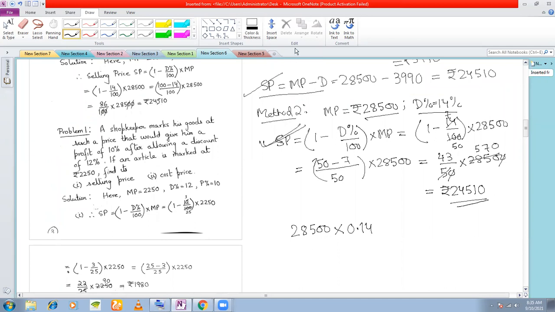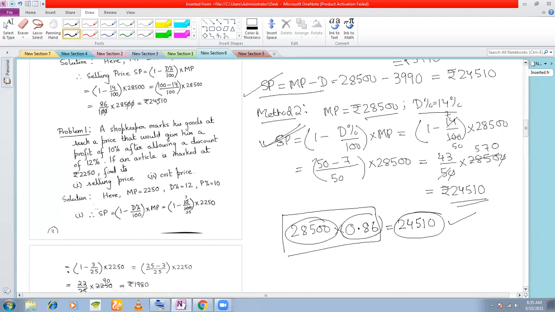Or not, sorry, not 0.14. It is 14% discount. So what I do is 28,500, I multiply this by 0.86 to directly get 24,510. That is what goes in my mind. So if I see a shop where they are giving 14% discount, and if I see the mark price to be 28,500, then immediately I will calculate this to be 24,510 by using this.